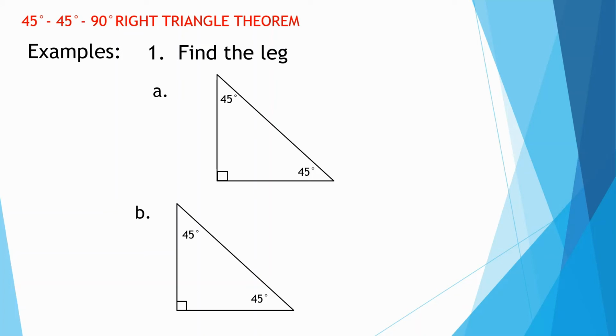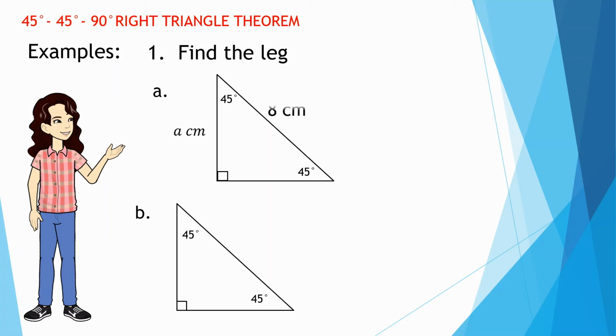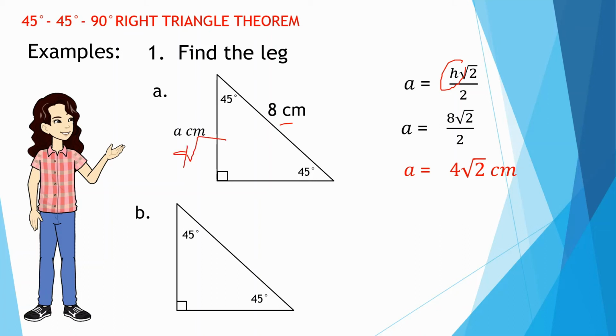Okay, another example. So find the leg. So this is find the leg naman. If you find the leg, our given is the hypotenuse. So again, our formula is h square root of 2 over 2. So this is your a. Then the hypotenuse is 8, so substitute. So 8 square root of 2 over 2, then divide. 8 divided by 2 is 4. So the answer is 4 square root of 2. Or just simply divide it by 2, then write square root of 2.